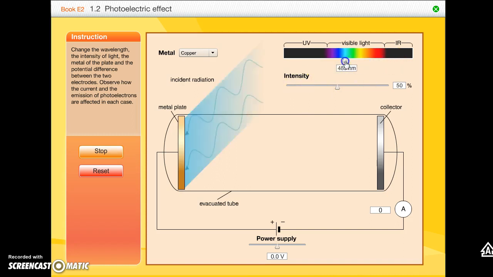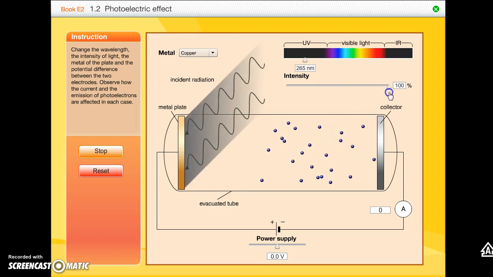Let me try it again. Just now, what we said, 263, there will be photoelectrons. But then 265, there will be none produced. At that time, some of you may want to increase the intensity, and so I do so, 100%. And I'm sorry, even that very strong ultraviolet light of wavelength 265 nanometer doesn't make the copper plate produce any single photoelectrons.